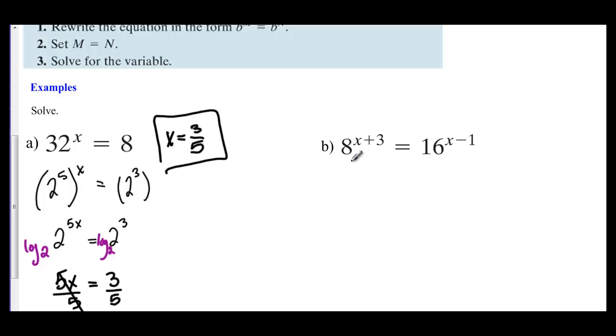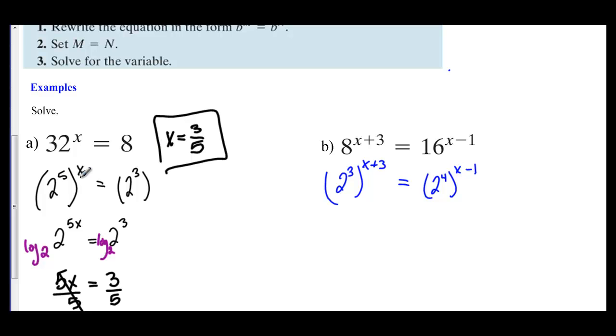All right, for B, we have 8 to the x plus 3 equals 16 to the x minus 1. Again, we can rewrite these in base 2, that 8 and that 16. We're going to start off rewriting 8 as 2 cubed. So this is 8 to the x plus 3 equals this 16, that's the same as 2 to the 4th power, to the x minus 1.